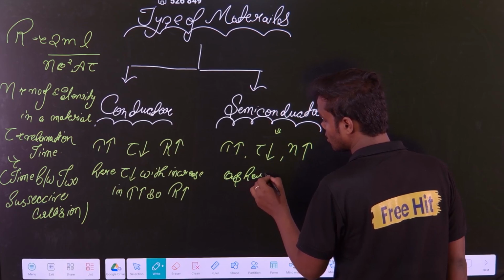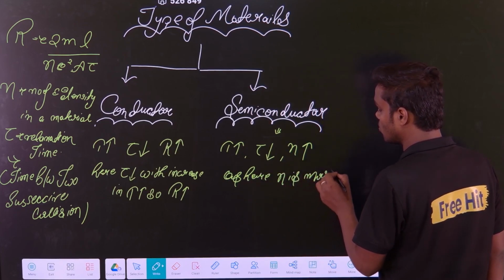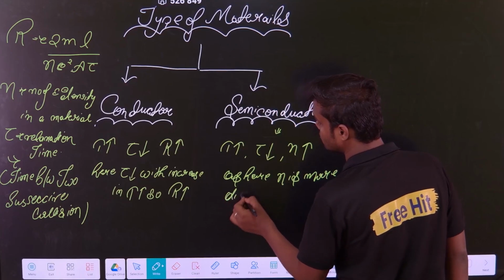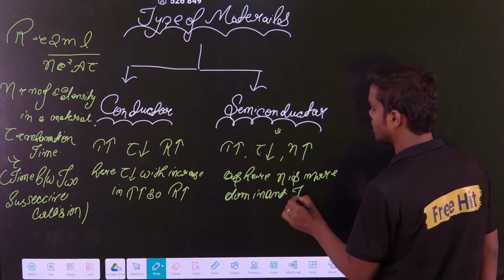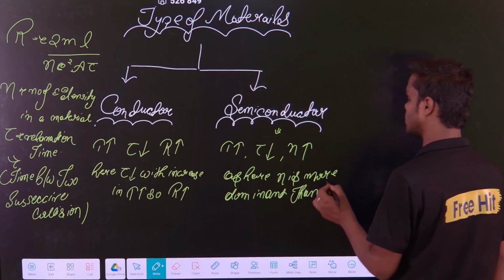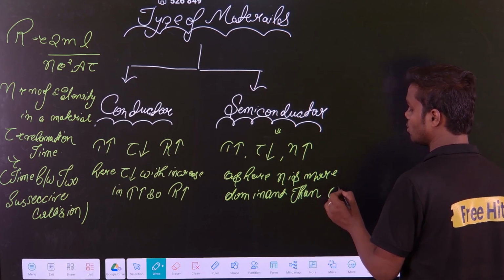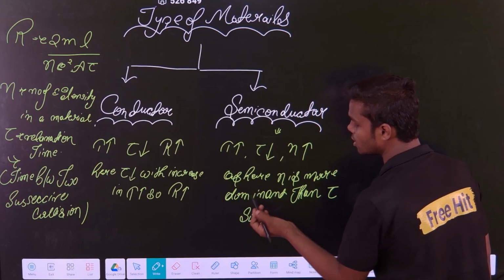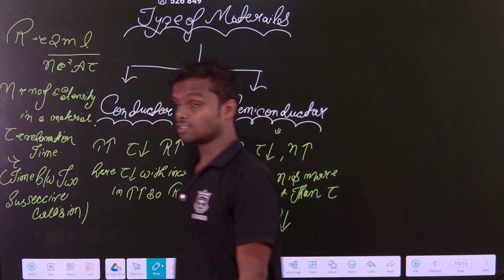Here n is more dominant, and that we have found experimentally. There is a reason for it that we will discuss in semiconductor physics. Then, compared to tau, obviously the resistance is going to decrease. So that is what we have found.